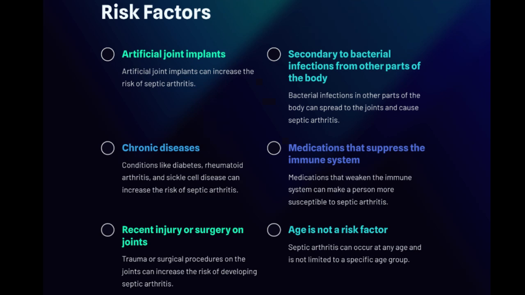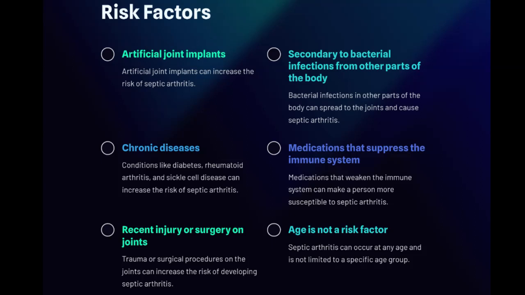Now let's talk about the risk factors of septic arthritis. Our journey commences with an exploration of the impact of artificial joint implants, a double-edged sword that promises mobility while simultaneously exposing individuals to heightened risk. Indeed, the specter of bacterial invasions from distant strongholds looms large, as infections in remote anatomical realms mount incursions into the sanctity of joint spaces, seeding septic arthritis.